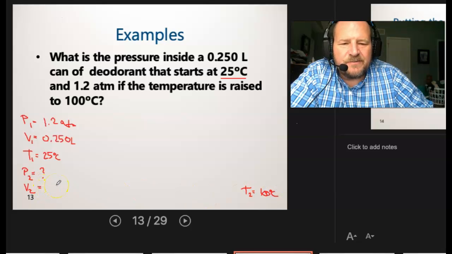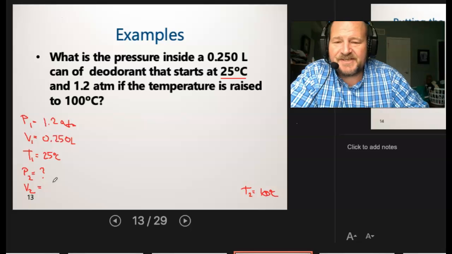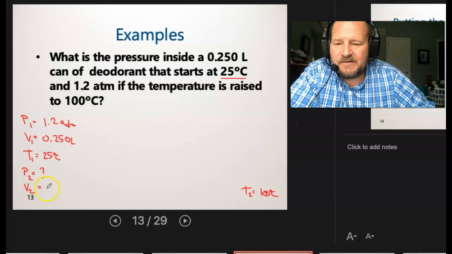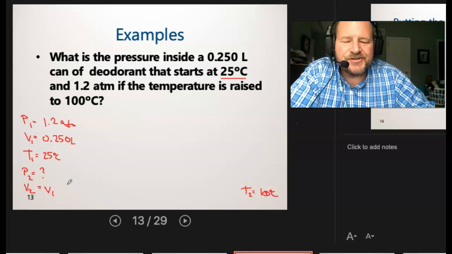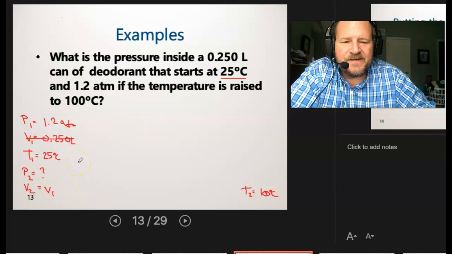It doesn't mention the volume at all. It doesn't say the can exploded. It doesn't say the can crushed in or collapsed. It doesn't say anything like that. So based on the question, what is the assumption that Mr. Caro has to make? That V2 must be equal to V1, and the can's volume didn't change. That's the only assumption we can make. So I don't need to worry about this anymore, because V1 is equal to V2, it's just going to cancel out in the equation. So now I know I'm looking for P and T.